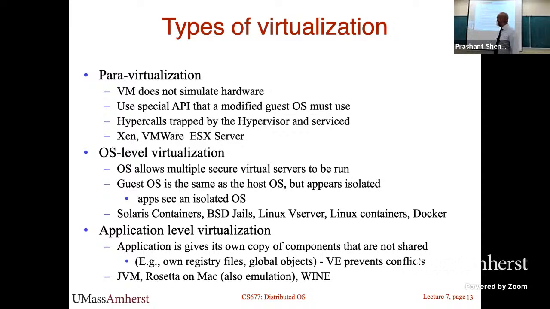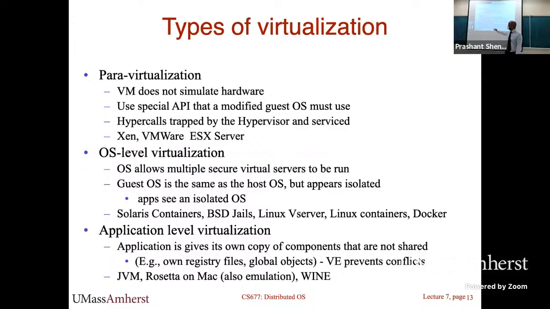So that's OS level virtualization. There are several examples. I already mentioned Linux containers and Docker, but other operating systems have similar features. In BSD, there's something called a jail. In Solaris, you have something called zones and containers. There are other types of Linux OS virtualization like vServers and so on. We'll look at Docker and Linux containers again in a bit more detail.